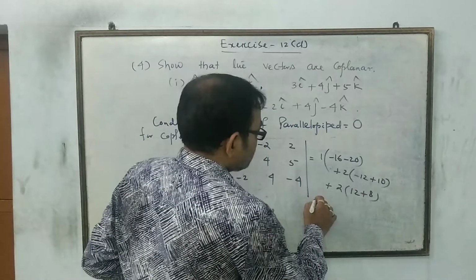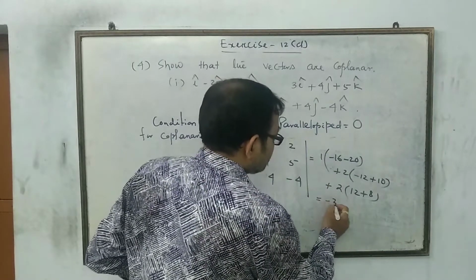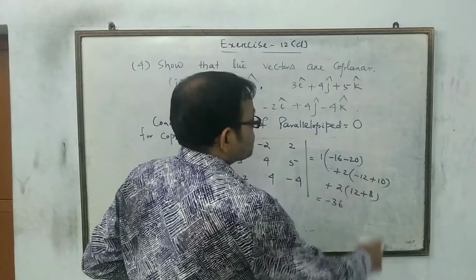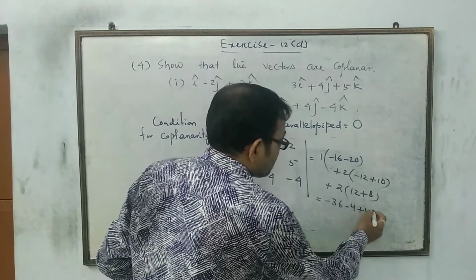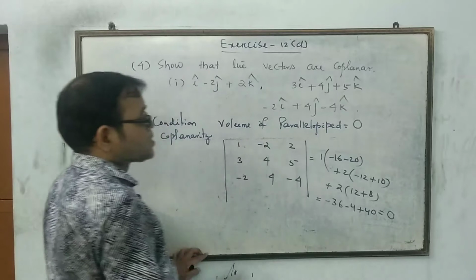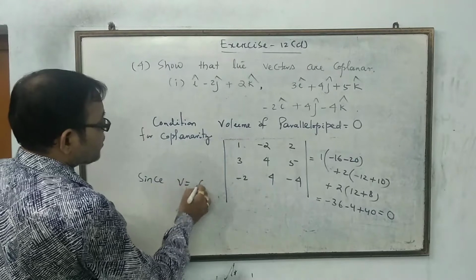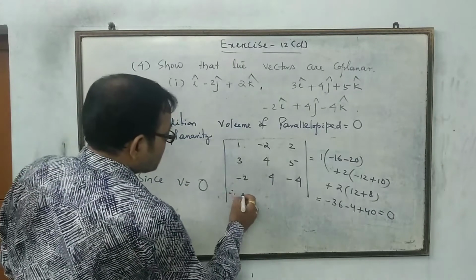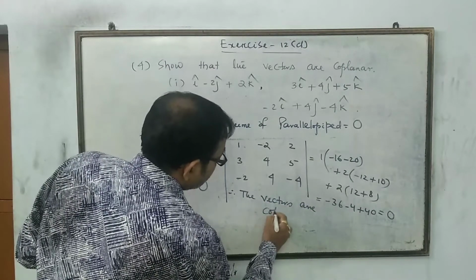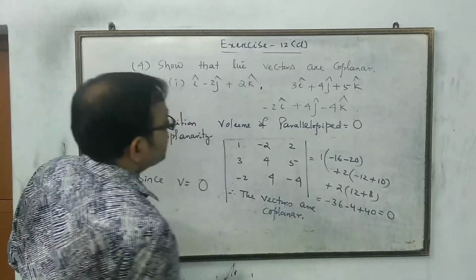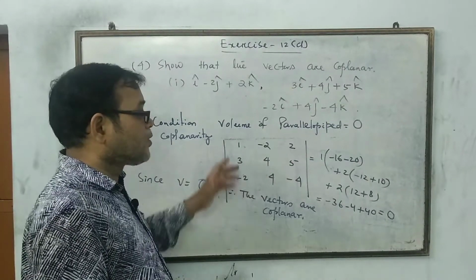Then you find its value. Minus 16 minus 20 is minus 36, into 1. Minus 12 plus 2, minus 2 into 2 minus 4 plus 40. The answer is 0. Since the volume of the parallelepiped is equal to 0, therefore the vectors are coplanar. We are provided with three vectors, and we have to show that they are coplanar, so you have to find the volume of the parallelepiped.